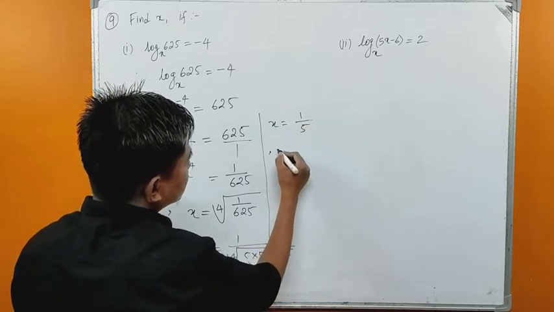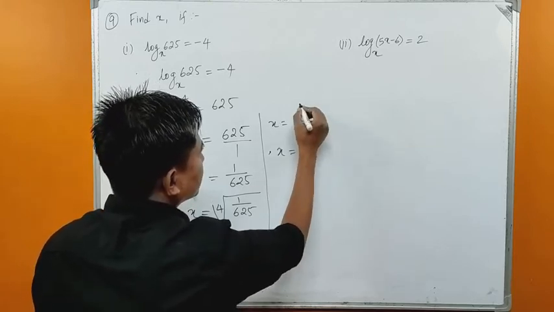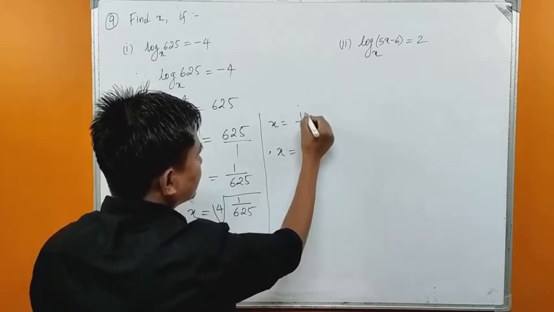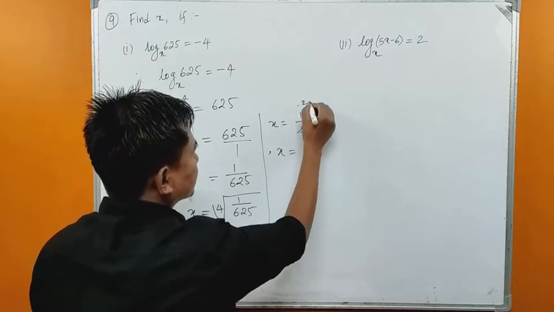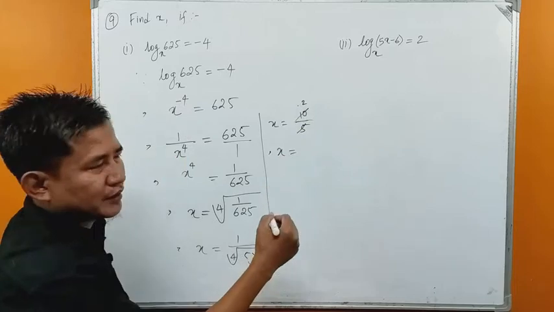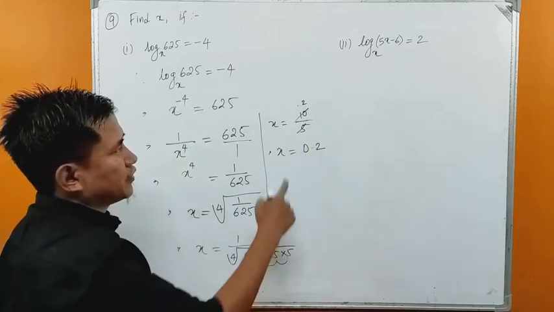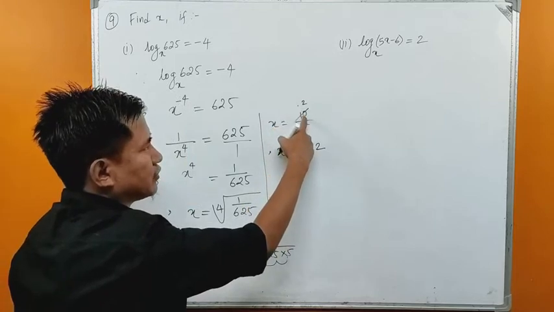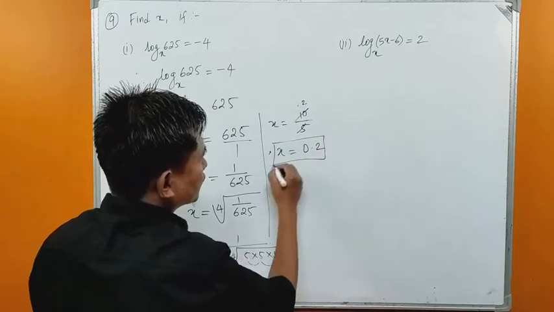If we convert this into decimal, how do we write? x equals, so we write point and we can introduce a 0. Okay? So 5 1s are 5, 5 2s are 10. Are you getting me? So x equals 0.2. Point means we can add a 0, 5 2s are 10. Okay? The value of x is 0.2.